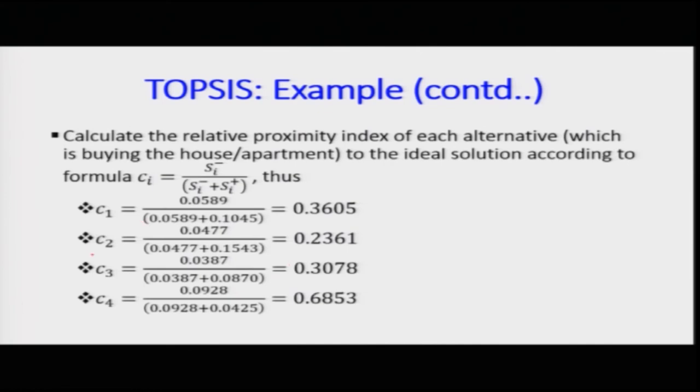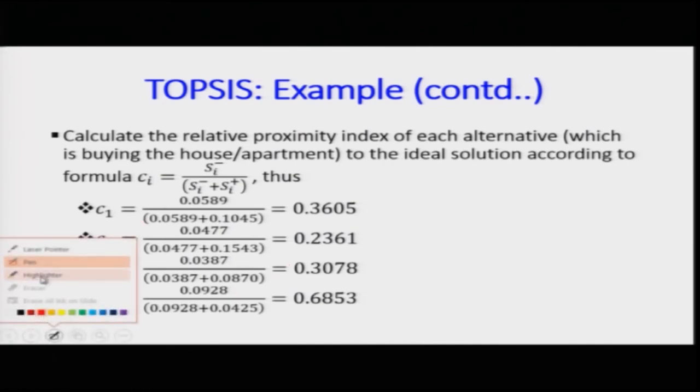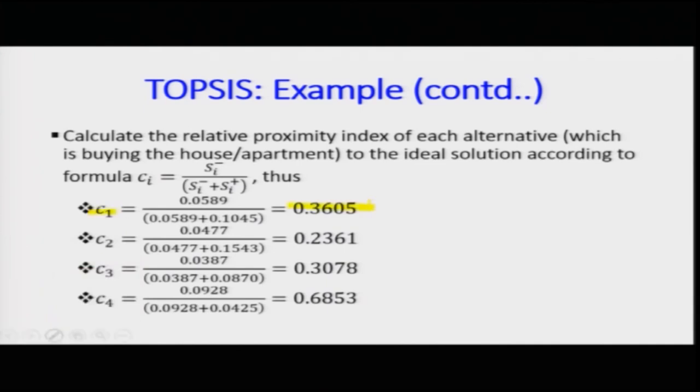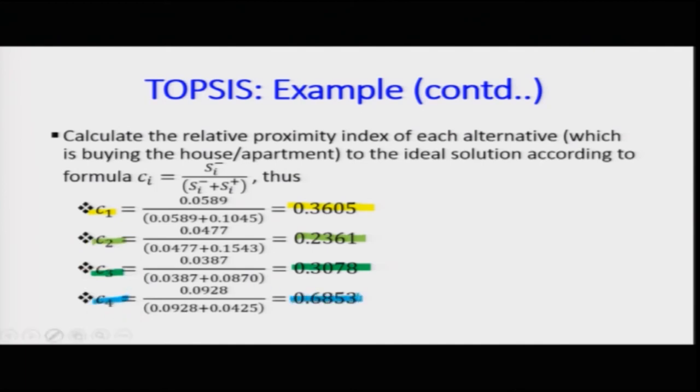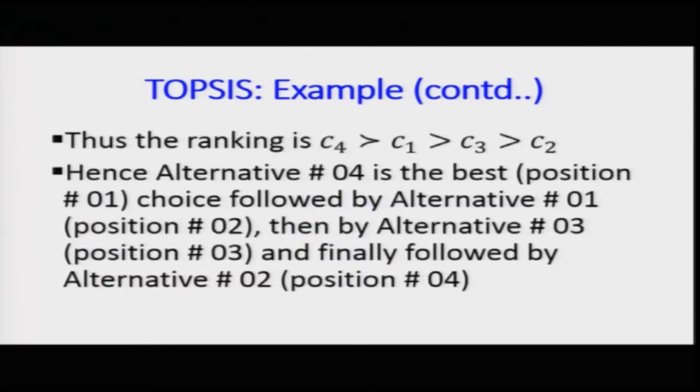Just pay attention here. C1 is 0.36, I am only reading the 2 decimals. C2 is 0.23, C3 is 0.30, C4 is 0.68. Once you have that, you can find out the values corresponding to that. Now, when you rank this C1, C2, C3, C4 corresponding to the max for the positive and min for the negative, then C4 is better than C1, which is better than C3, which is better than C2.